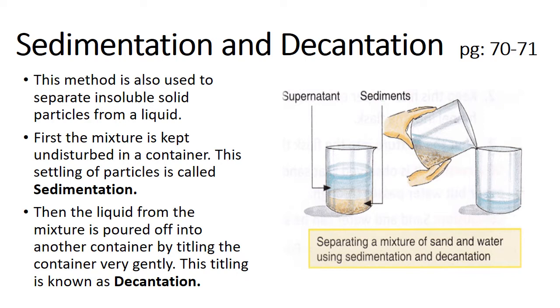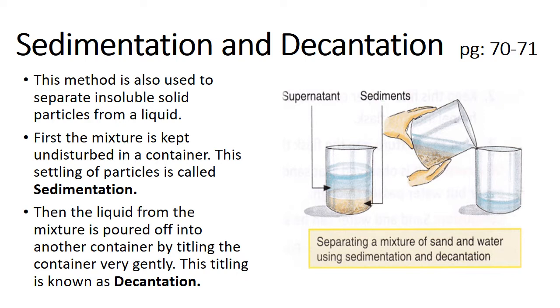First, the mixture is kept undisturbed in a container. This settling of particles is known as sedimentation. So basically, in sedimentation, you first prepare a mixture of sand and water in a beaker, and then you leave it for almost half an hour or 20 minutes undisturbed so that the solid particles can settle in the bottom like this. This settling of solid particles is known as sedimentation.